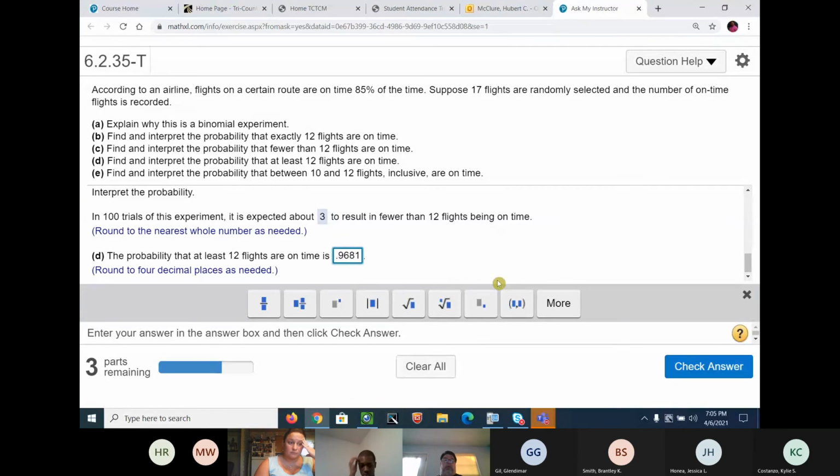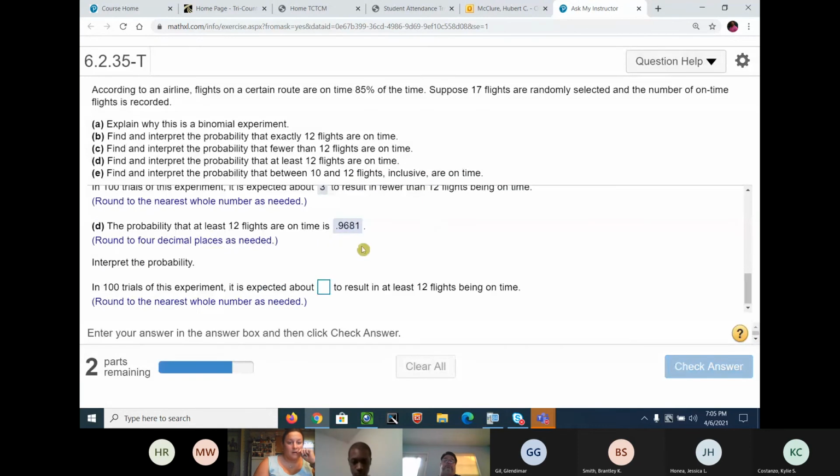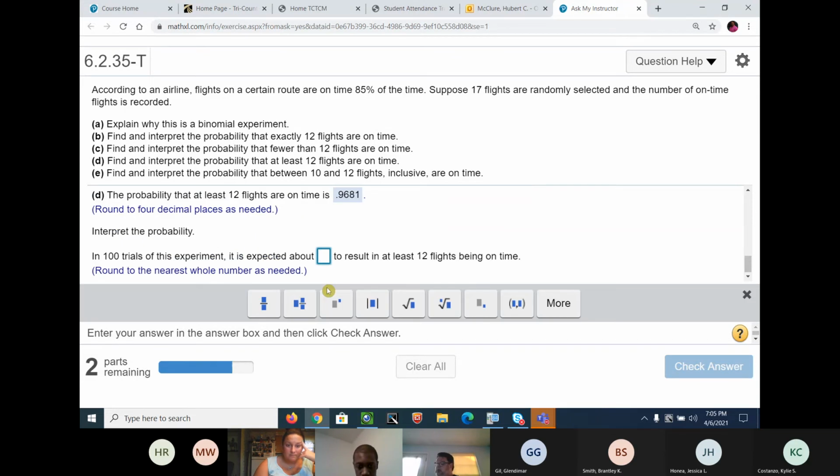0.9681. And if I have 100 flights, what does that mean? Move the decimal to the right 2 places. Yeah, that's going to be 98. I don't think that's right. 98 or 97. Wouldn't it be 10 flights?